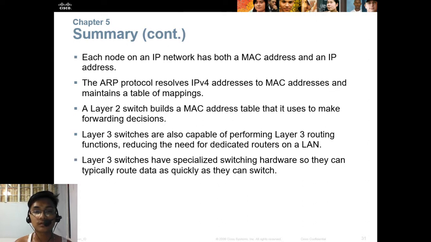Layer 3 switches are also capable of performing layer 3 routing functions, reducing the need for dedicated routers. Layer 3 switches have specialized switching hardware so they can typically route data as quickly as they can switch.